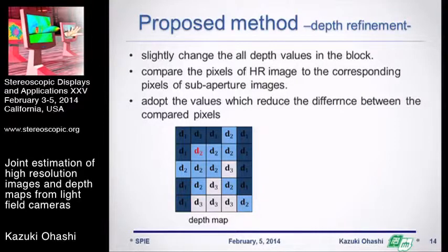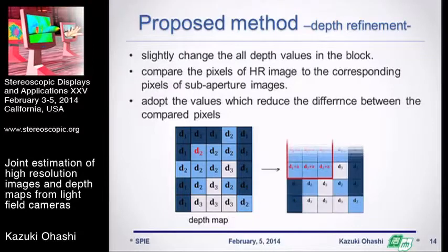We perform depth refinement to minimize the energy function. In the case that we optimize this D2, we change all the depths in the block. And then we compare the pixels of the high-resolution image to the corresponding pixels of the sub-aperture images, which correspondences are given by the depth value, and adapt the values which reduce the difference between the compared pixels.